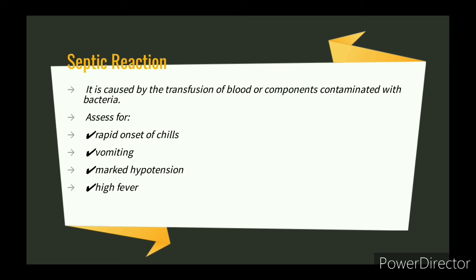Next is septic reaction. Pag sinabi naman po nating septic reaction, it is caused by transfusion of blood components contaminated with bacteria. Ano po yung mga ina-assess natin? First is rapid onset of chills. Yan, nag-chills pa rin po ang pasyente. Next, nagsusuka, vomiting, marked hypotension, and nagkakaroon siya ng high fever. Ano man po makita natin dito sa 4, possible po ang pasyente ay mayroong septic reaction.